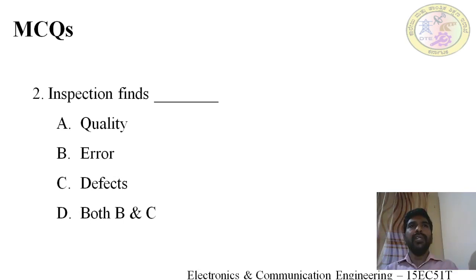See, what is meant by an error? Before doing the production work, you check whether it has some problem or not. That is called an error. Inspection finds the defect in a product. That is, option C is the right answer.